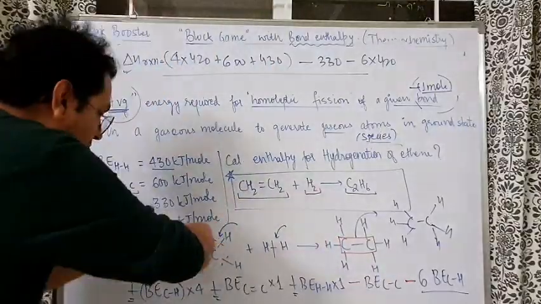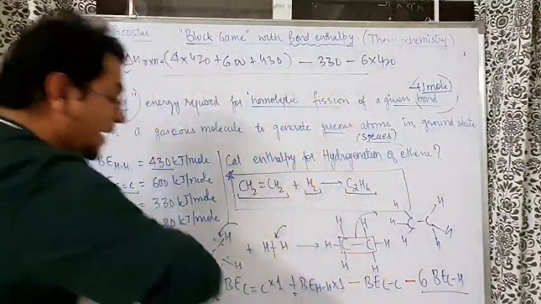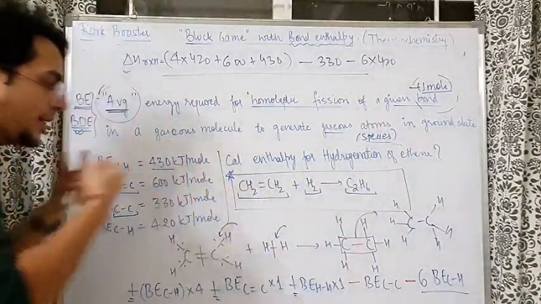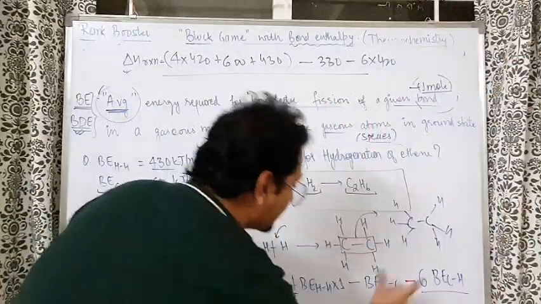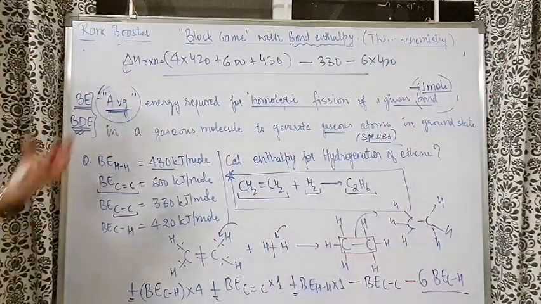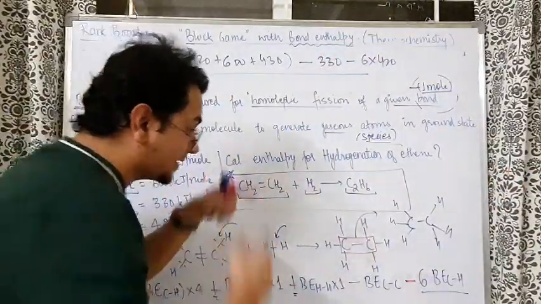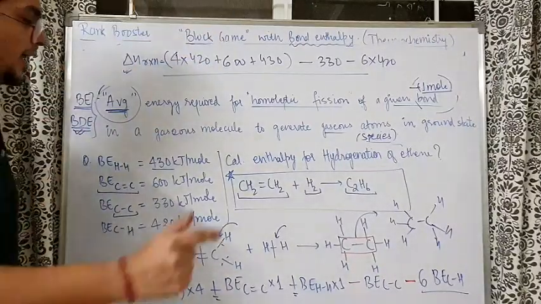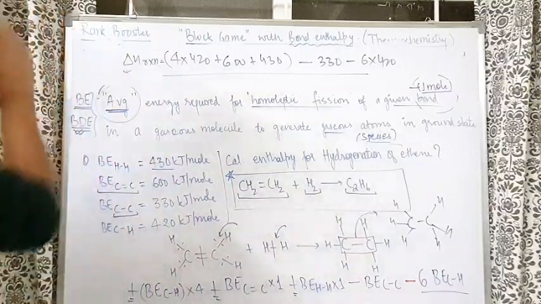So I broke all the bonds here. Energy given, given, given. So plus, plus, plus. Now is the time to harness the energy from there. To harness the energy, I got 1 C, I got 1 C, I connected it, energy released, bond enthalpy of C-C. I got C, I got H, connected 6 times, so 6 times the bond enthalpy of C-H released. And this is how you can solve the question for the NEET examination in this format.